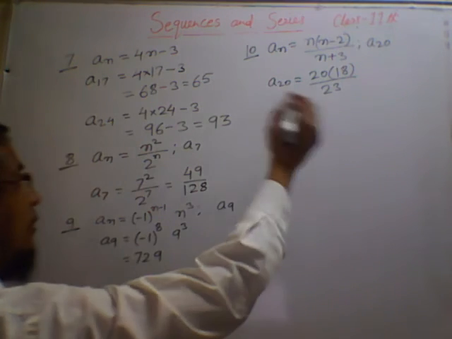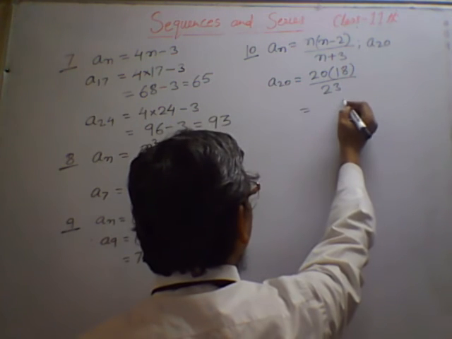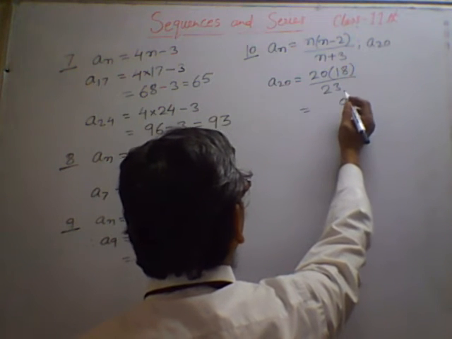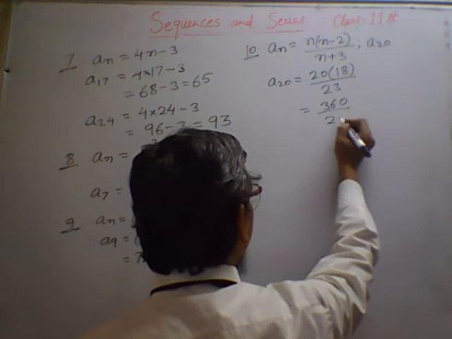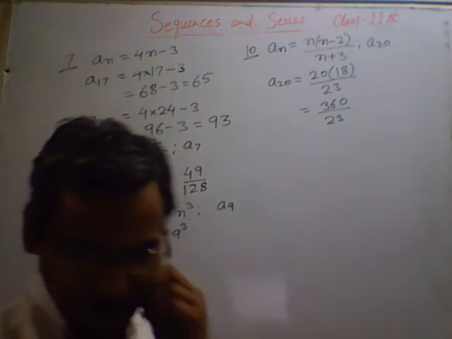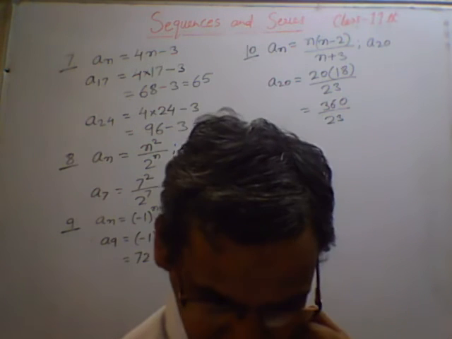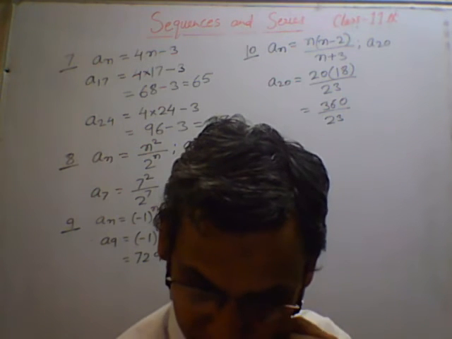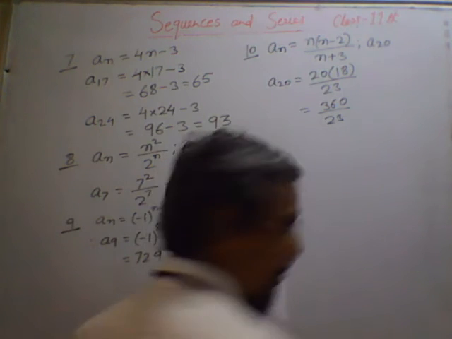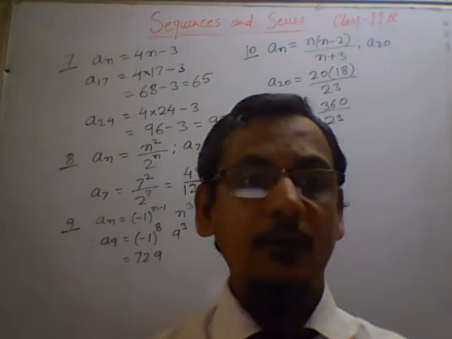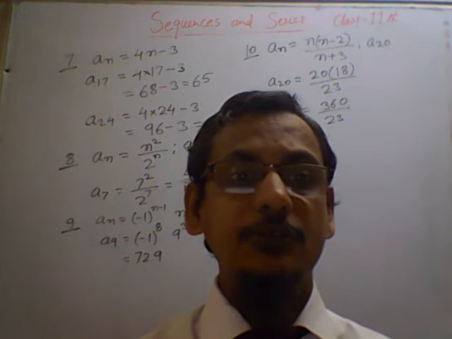Now we will multiply this one. 18 times 20 is 360, divided by 23. So 23 is a prime number, so this is the answer. Now we will move on. Question number 11.